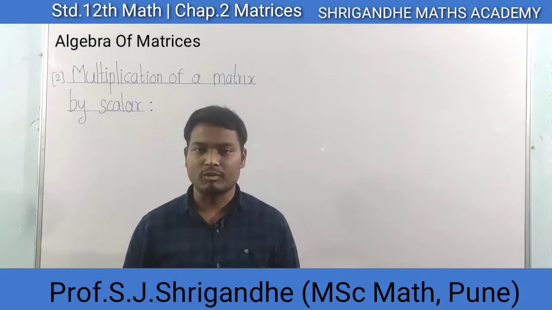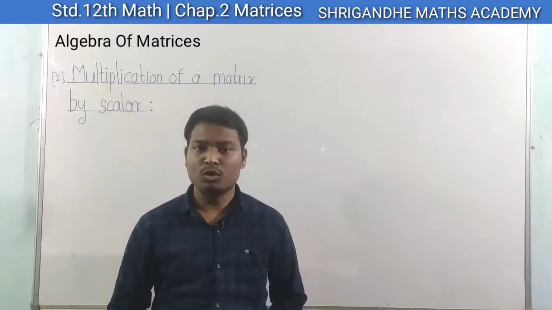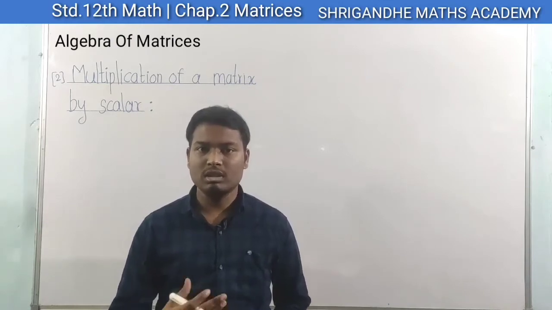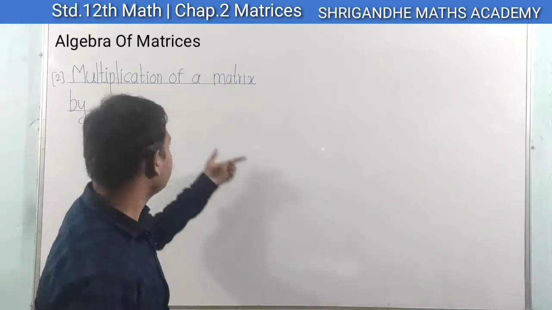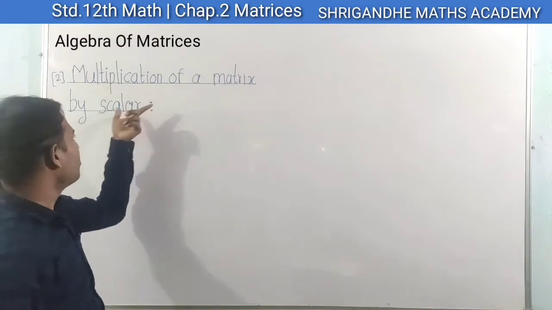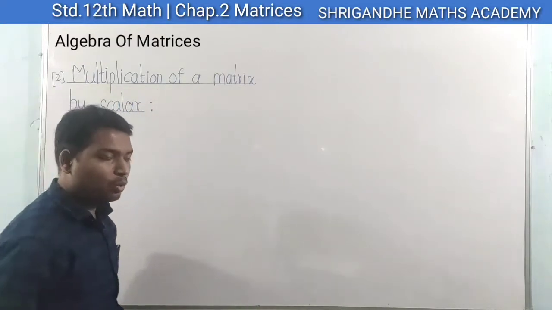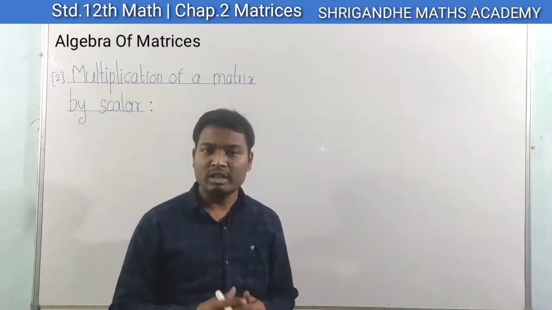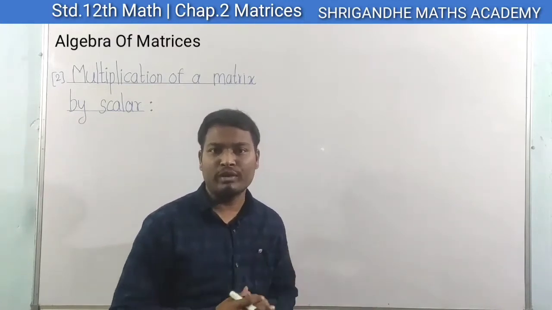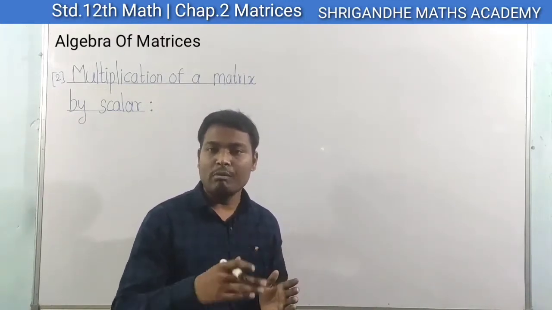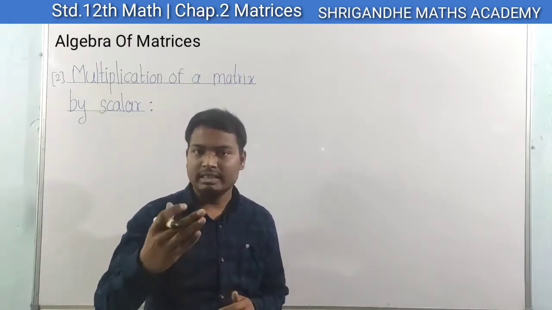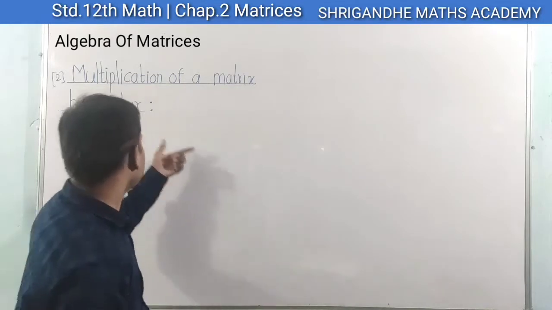AJ Srigandhi is here. In this lecture, we are going to see a new point of algebra of matrices, that is a scalar multiple of the matrix A. That is, the point is multiplication of a matrix by a scalar. Scalar means any constant value of k. We multiply every element of a given matrix by that value. Okay, let's see in details.